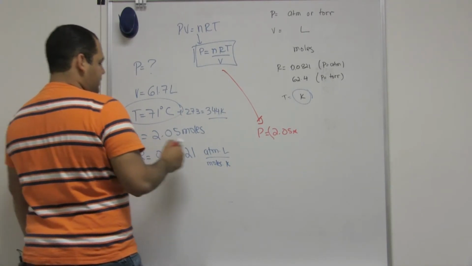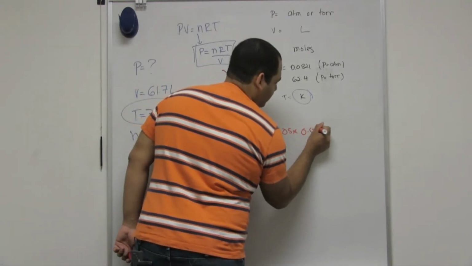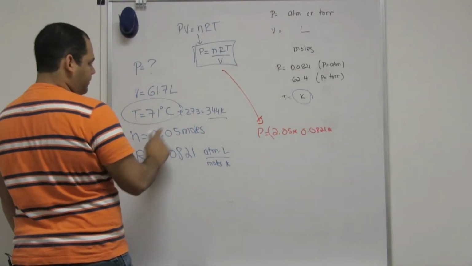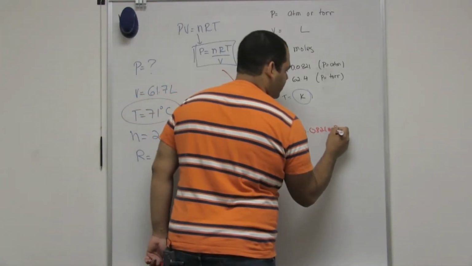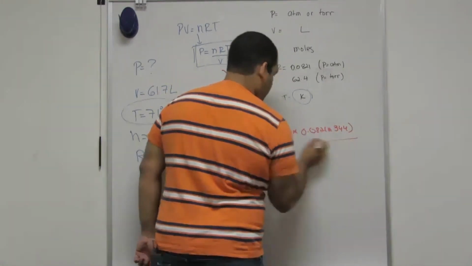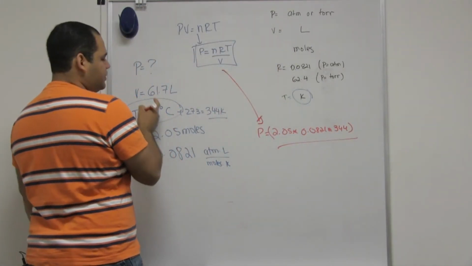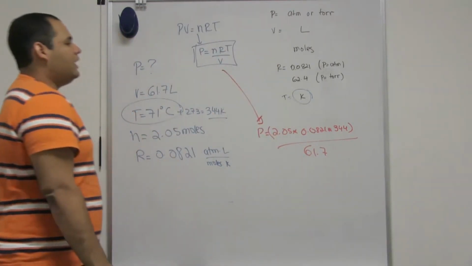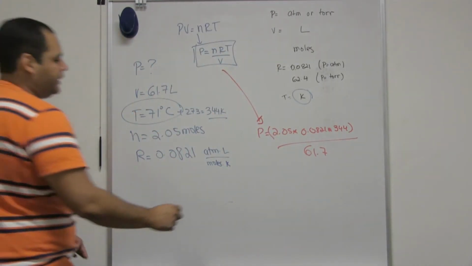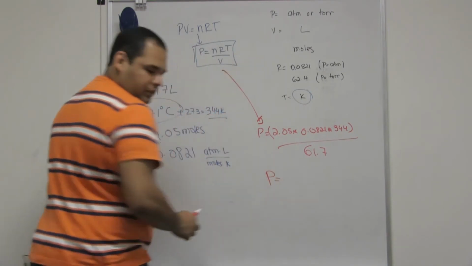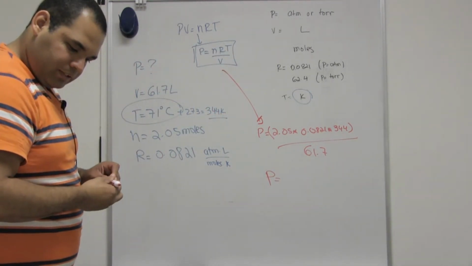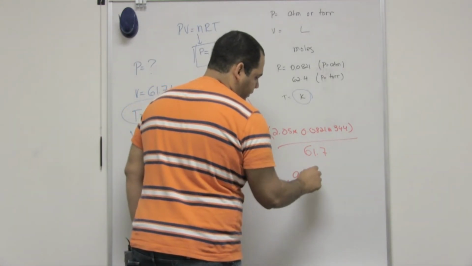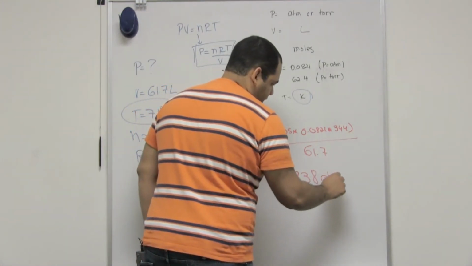R, 0.0821, times T, which is 344, divided by V, which is 61.7. Okay, if I do this calculation, I end up with a pressure equal to 0.938 atm.